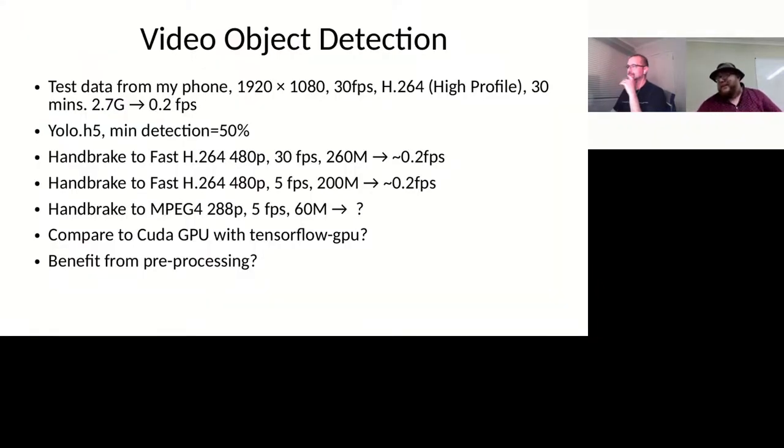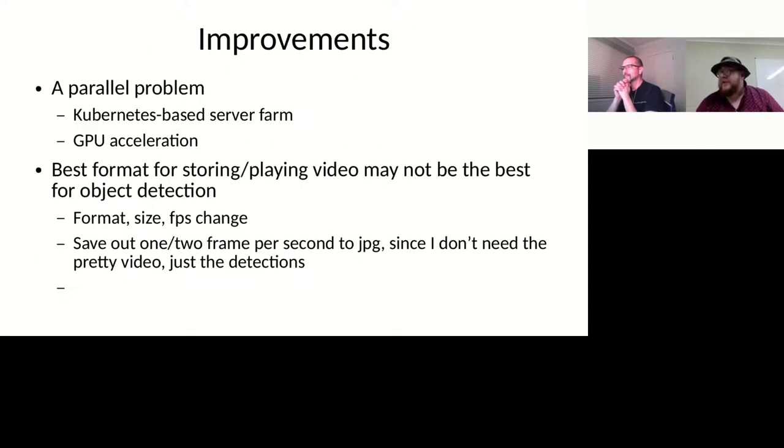Now, I was going to do another comparison with its CUDA GPU. Again, the machine isn't set up quite properly on that, so I don't have to force you guys to watch it. Now, the benefit from pre-processing? It seems to be non-existent at the moment. There's something going on there that says no, you can't go any faster. However, I've come up with some thoughts about improvements.